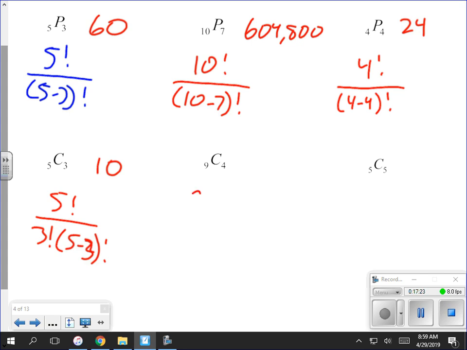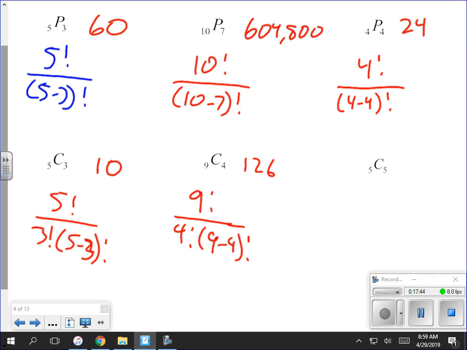So this one here, 9 factorial over 4 factorial times 9 minus 4 factorial. And I get 126. And then the last one, this one's different.